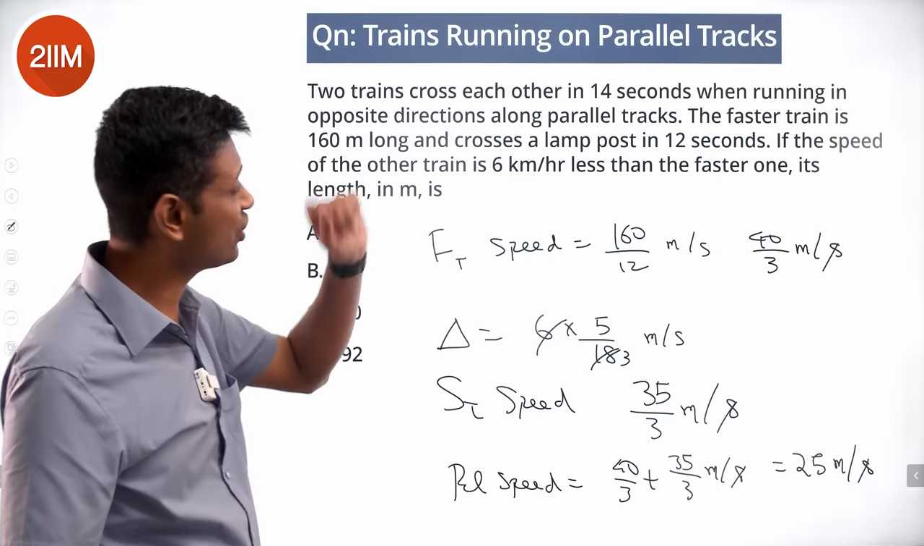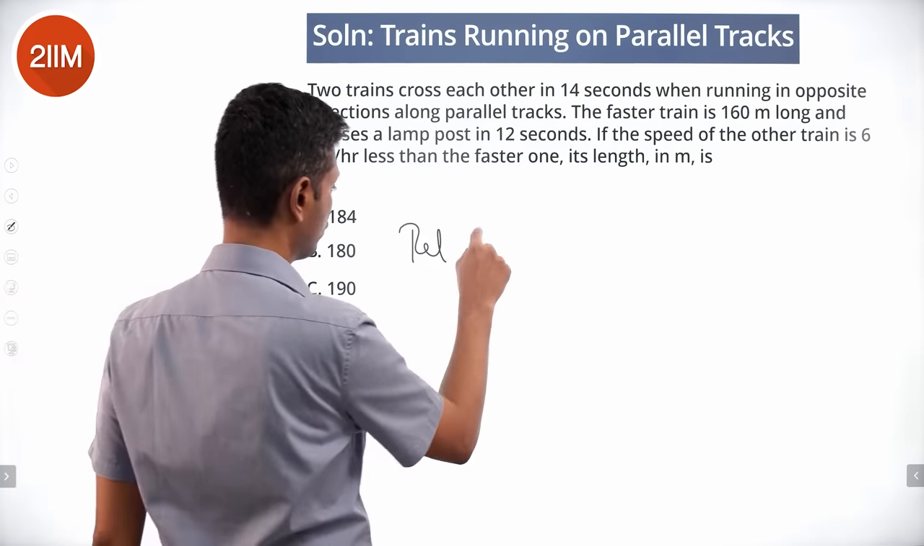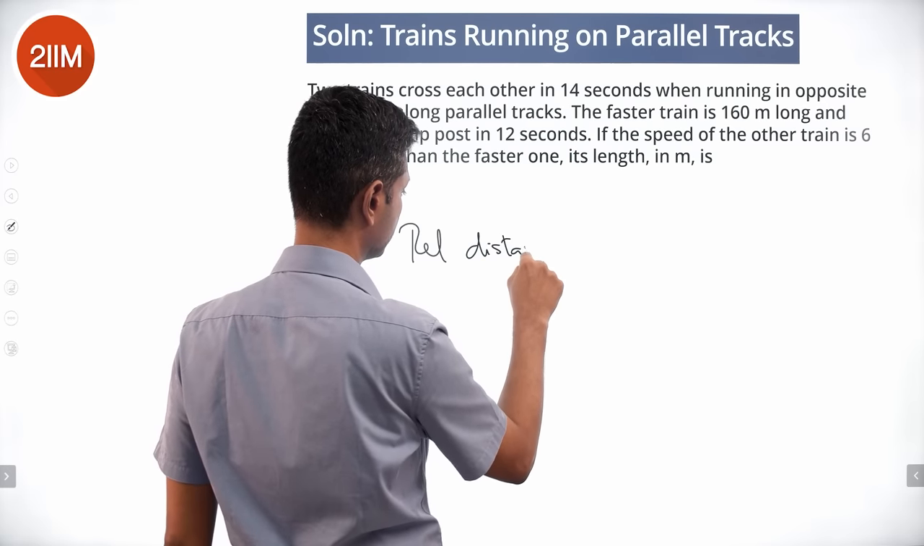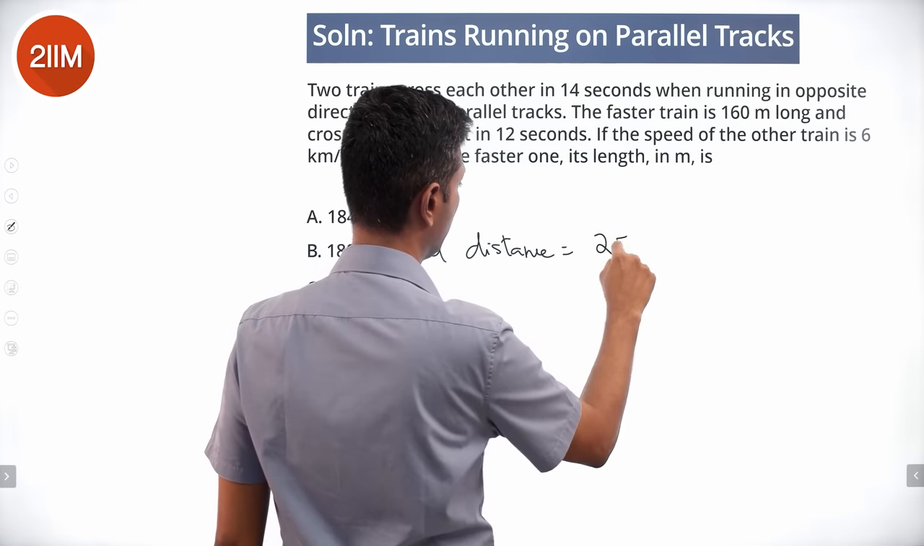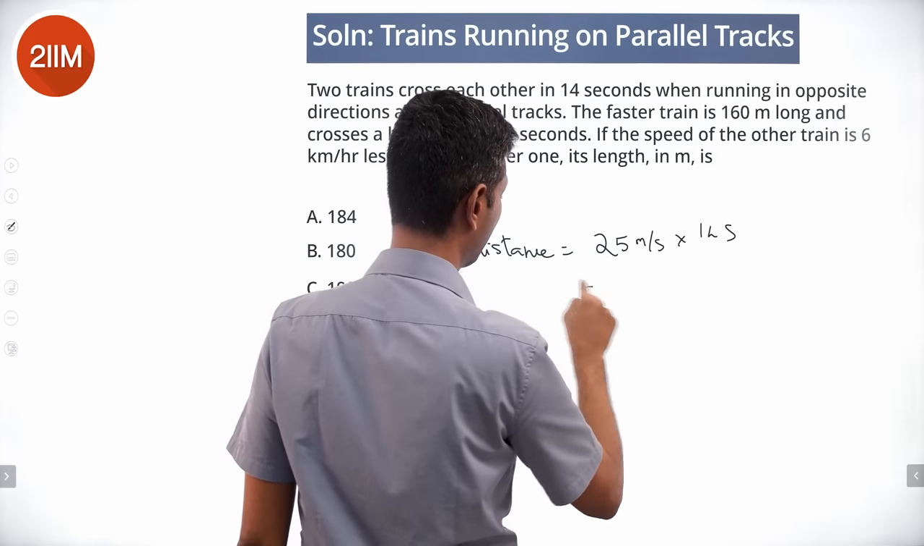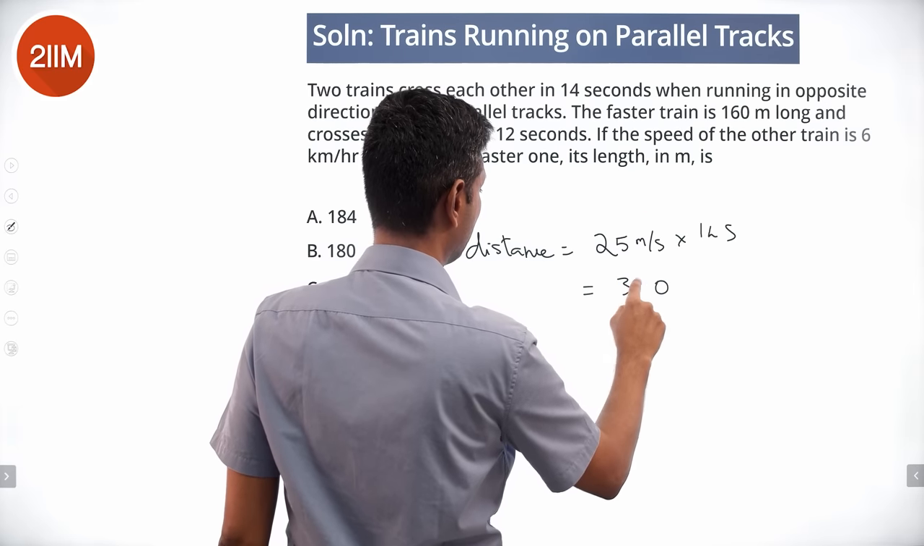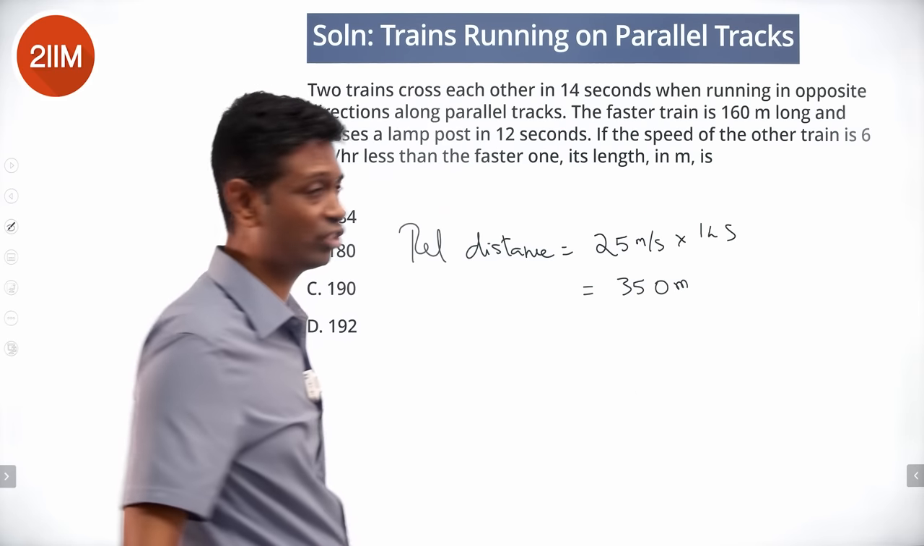They take 14 seconds to cross each other, so the relative distance is 25 meters per second into 14 seconds. 25 into 14 is 350 meters. The relative distance is 350 meters.